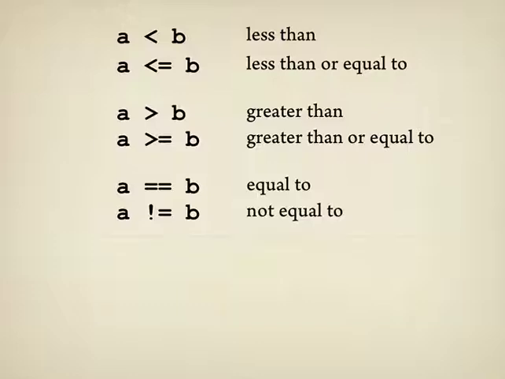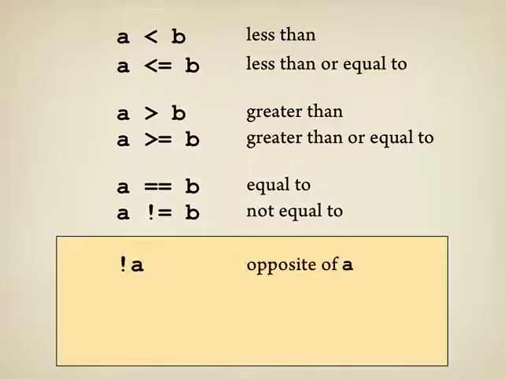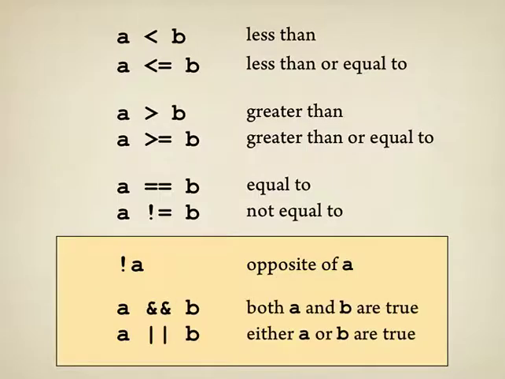There are three logical tests. The first lets us negate the value of a Boolean. If it's true, it's false. If it's false, it's true. The other two let us find out if both A and B are true, or either A or B is true. And we call those and, or.